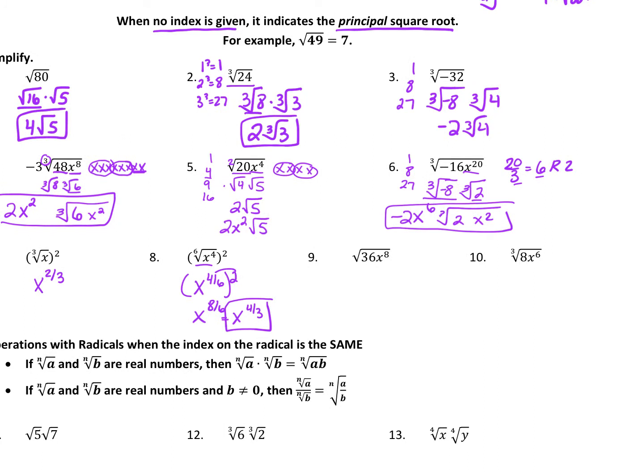All right, 36 is a perfect square, and if I have an index of 2, 8 divided by 2 comes out to an even 4, so this simplifies to 6x to the 4th with no root, because 36 is a perfect square and x to the 8th is a perfect square. Similarly for this one, the cube root of 8 is 2, and if I have 6 x's, that's going to make 2 groups, so the cube root of 8x to the 6th will come out to 2x squared.